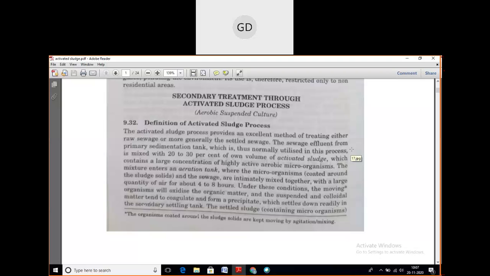Let us read it more carefully. The effluent that we got from the primary sedimentation tank is mixed with 20-30% of its own volume of activated sludge. This mixture enters an aeration tank. In that aeration tank, the microorganisms and the sewage are mixed very nicely in the presence of air, and for about 4 to 8 hours they are constantly being mixed.